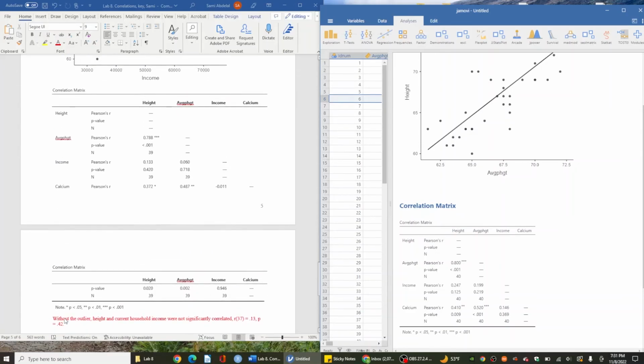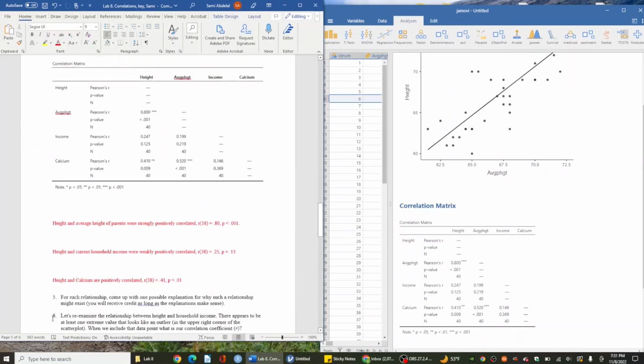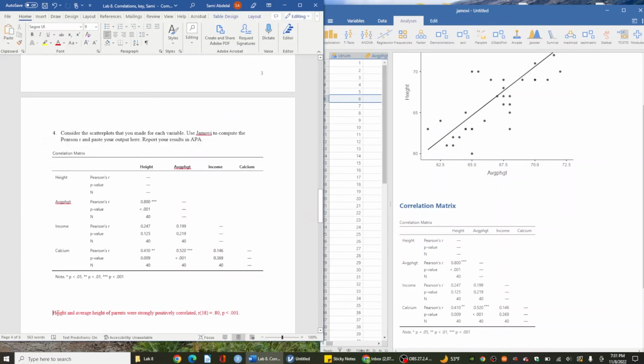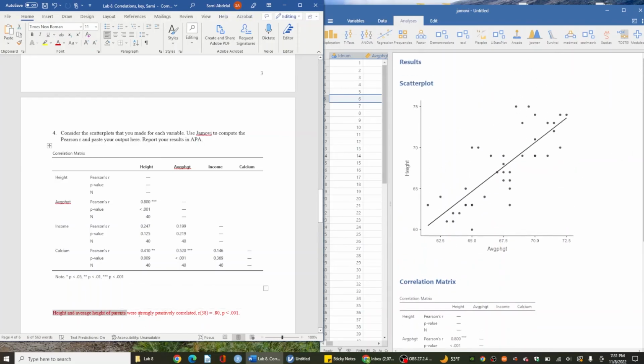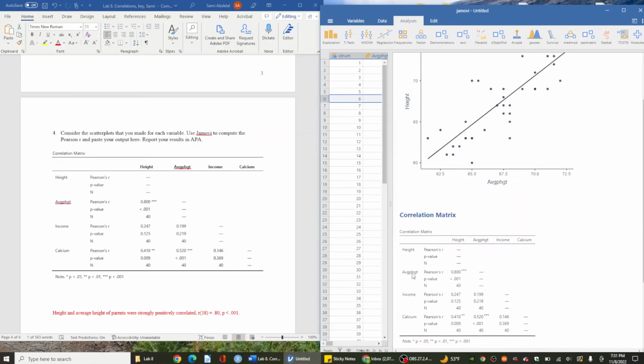Here's an example. So, whoops, we'll use a different example. So height and average height of parents, in keeping with this example, were strongly positively correlated, as we said before. And then r is the symbol for correlation. Your degrees of freedom here, I believe it's n minus 2. We have the actual correlation, which is evident by this, and then this is the p-value, which we've included here.